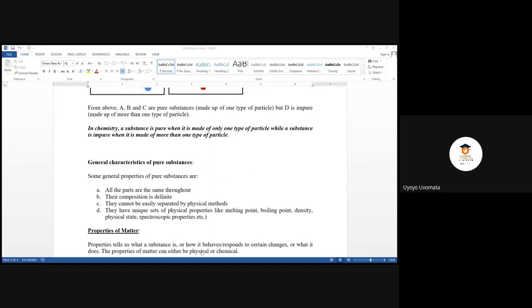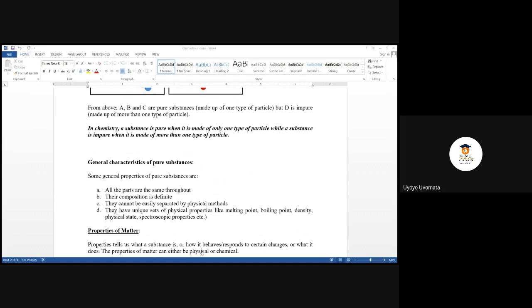So it means if we pick an element, all the parts are the same throughout. If we pick a compound, all the parts are also the same throughout. The B part says their composition is definite. They have a definite composition. The C says they cannot be easily separated by physical methods. That's one other thing about pure substances.